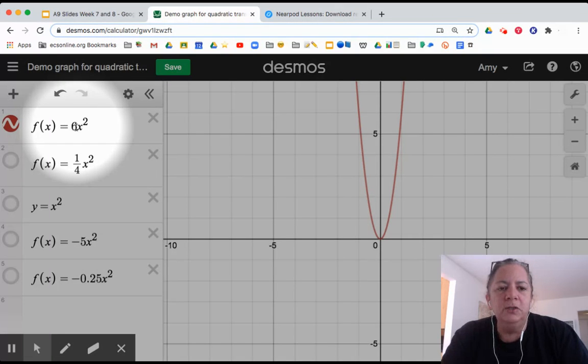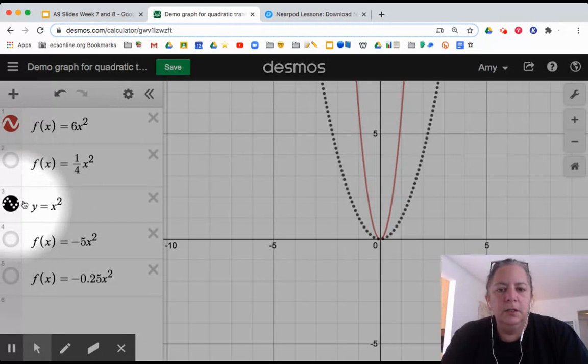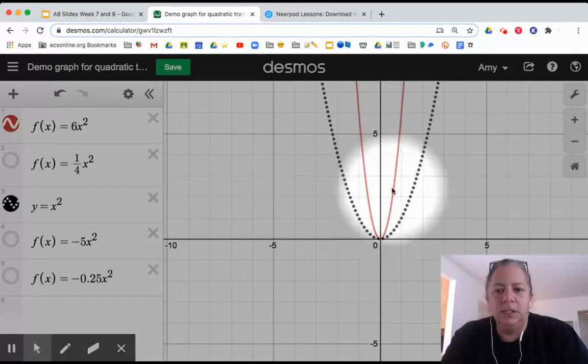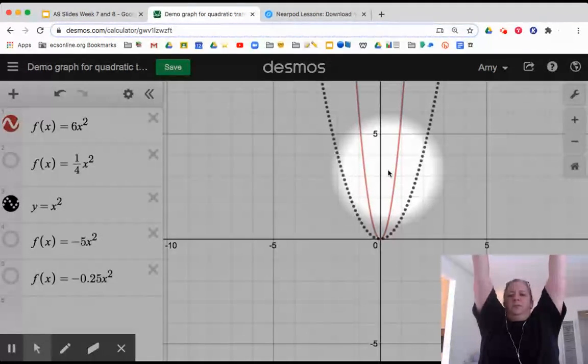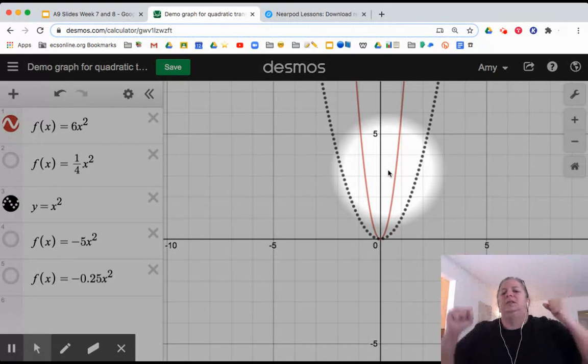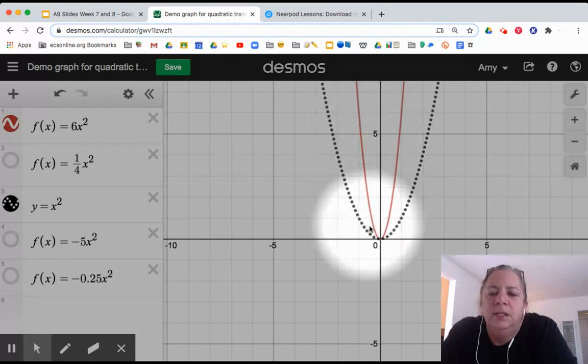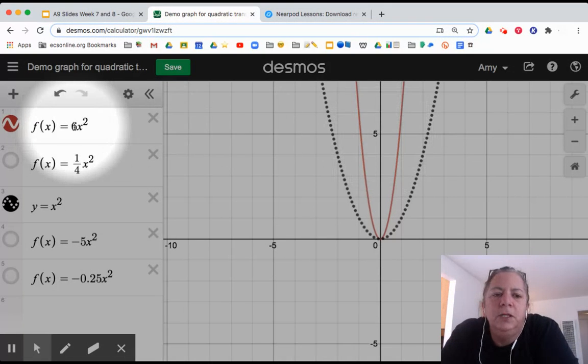So if a is greater than 1, then what we have is a stretch. So you notice here from the parent function to the red one, which is 6x squared, it's stretched as if I raised my hands above my head and I stretched. It gets skinnier. So if you see a skinny parabola, we refer to that as stretched, and it means that a must be greater than 1.